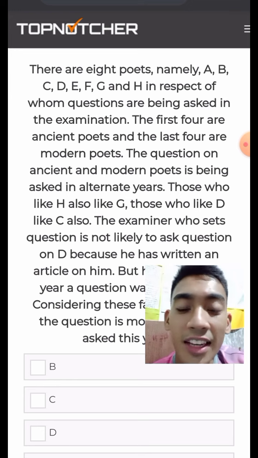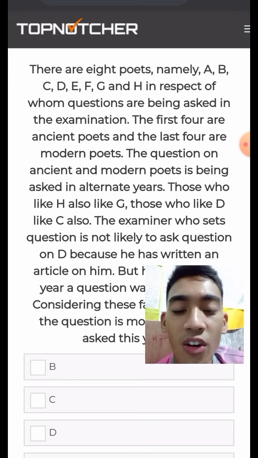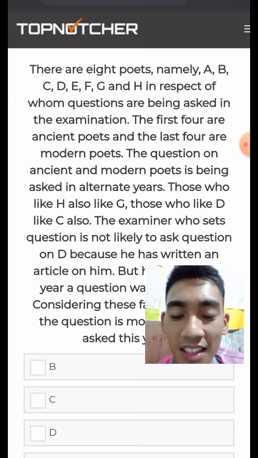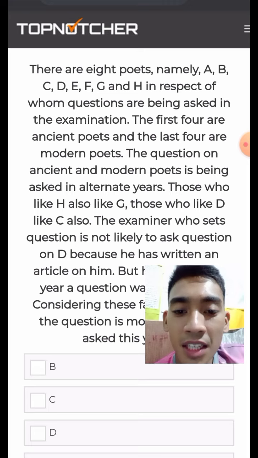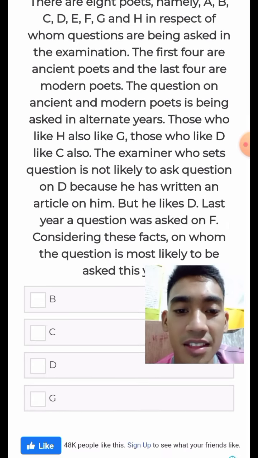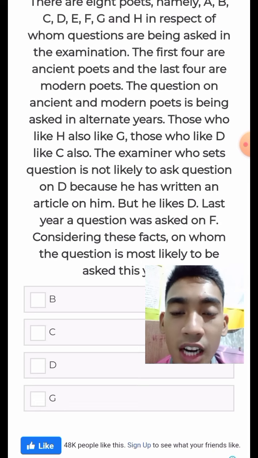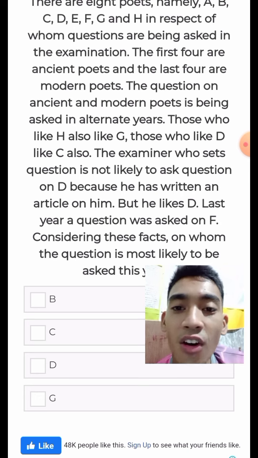Those who like D like also C. The examiner who sets the question is not likely to ask a question on D. Yes, he will not ask D. So most likely, he will not also ask C, because those who like D like also C, but he likes D. Last year, a question was asked on F, so therefore modern. So this year will be asked on ancient poets.